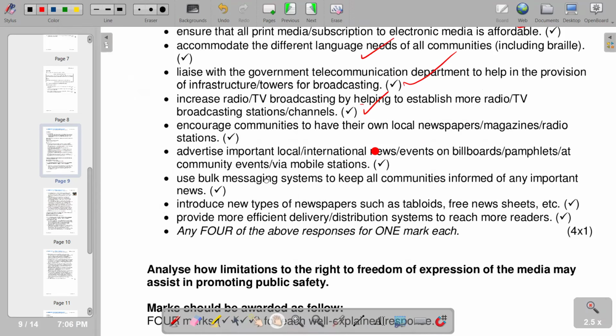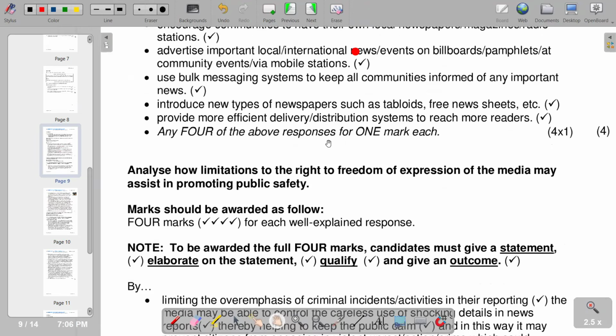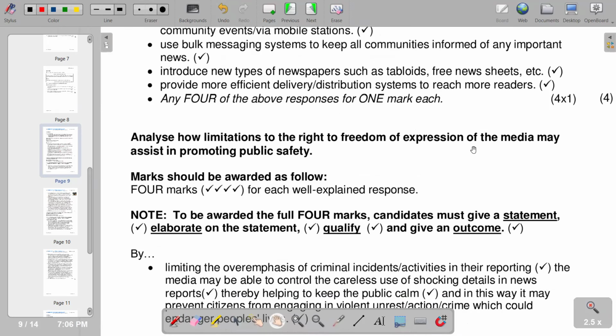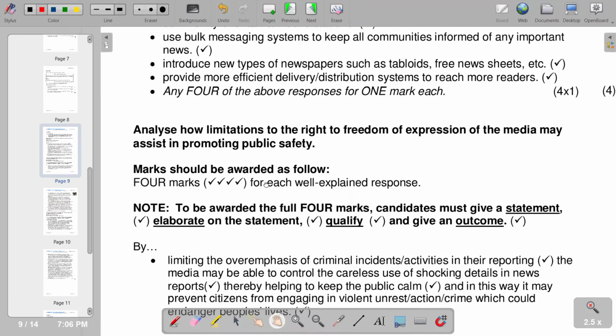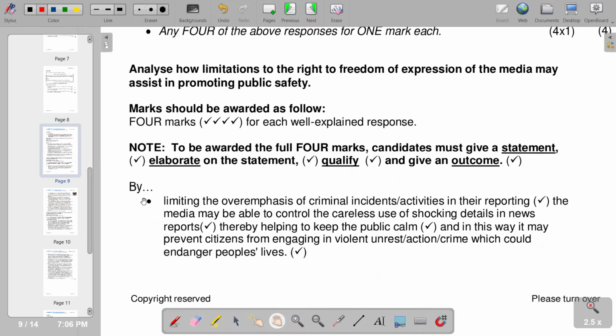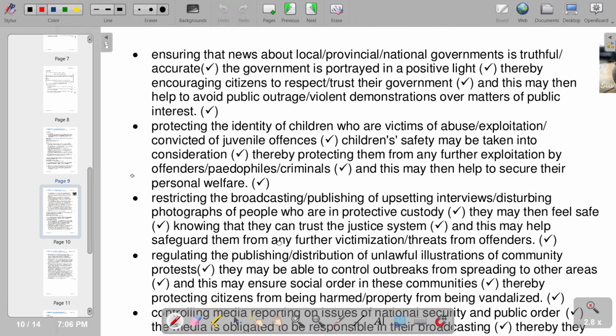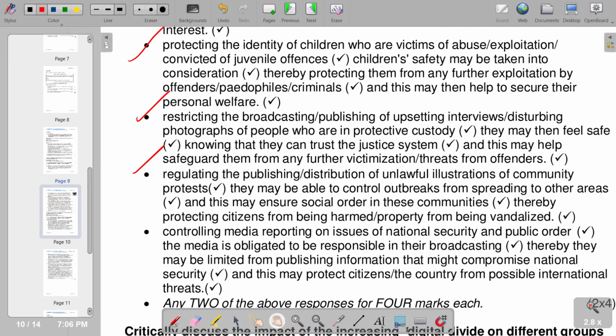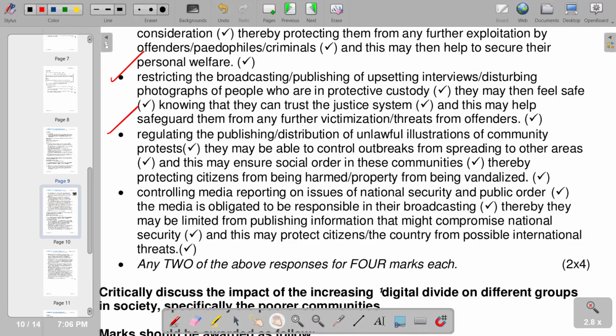Then on the second part, we have got to analyze how limitations to the right to freedom of expression of the media may assist in promoting public safety. So we have those points. We have the first point on the page. And then moving on, we've got further points that are also correct that we can also include. So going down, we see that we have got other points that we can also include.